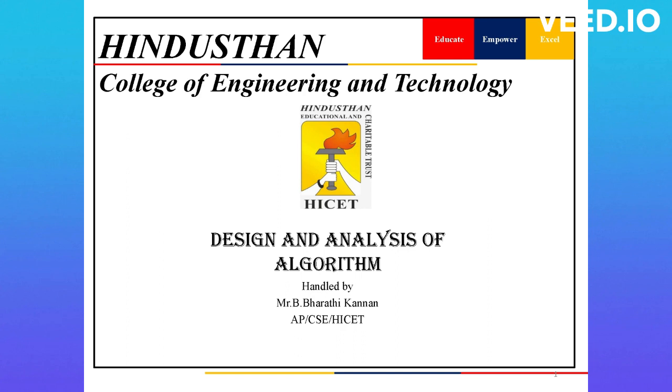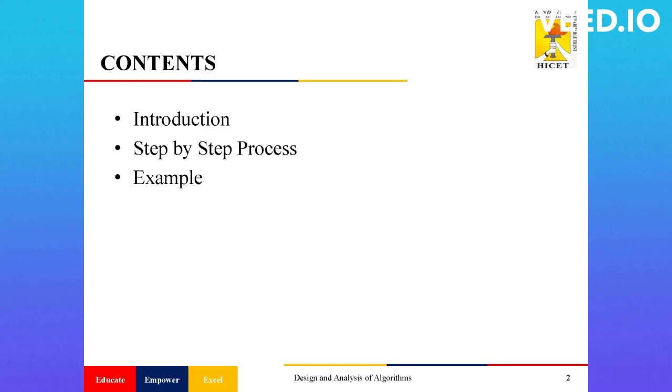So today we are going to see the topic of the shortest path algorithm from the subject called Design and Analysis of Algorithms. So this is the outline of this shortest path. The other name is Dijkstra's algorithm. So: introduction of the topic, then the step-by-step process, and one example of a graph to solve Dijkstra's algorithm.